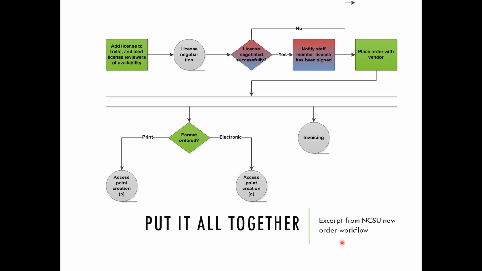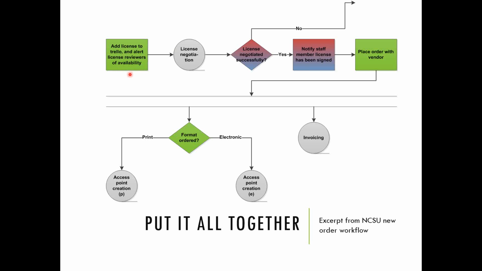So this excerpt is from NC State's new order workflow, so this is for serials as well, I'll just mention. This is picking it up in the process where some of the licensing stuff comes in. So we use Trello, which is a workflow tool. So in this step, you can see that the green here is our staff.